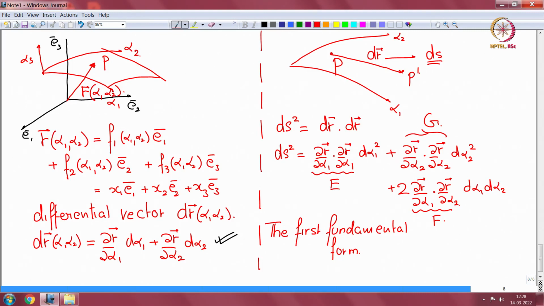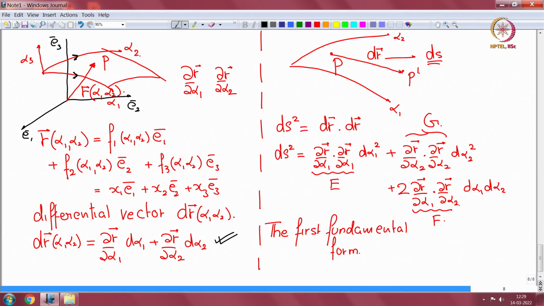Okay, now we will show by an example that del r by del alpha 1 points in the alpha 1 direction. Similarly, del r by del alpha 2 points in the alpha 2 direction. We will show that through an example.